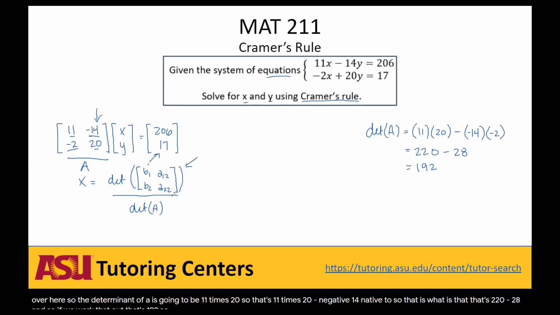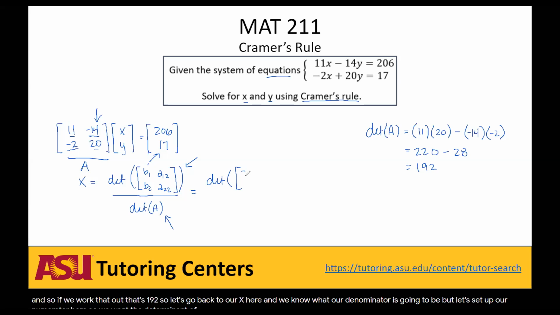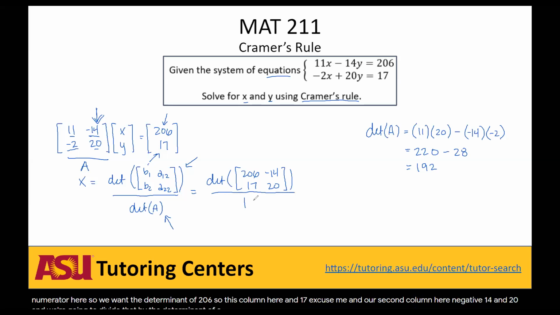So let's go back to our x here. We know what our denominator is going to be, but let's set up our numerator. We want the determinant of 206 and 17 as this column, and our second column here, -14 and 20. And we're going to divide that by the determinant of A, which is 192.